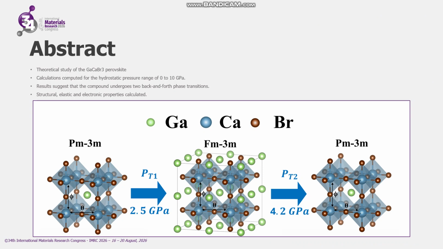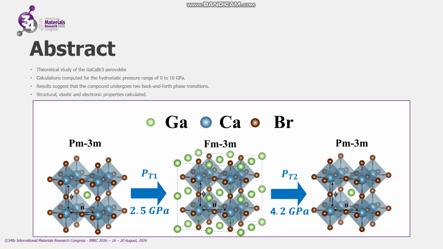Now, a theoretical study of the gallium calcium bromide 3 perovskite was first made by first principles density functional theory using the CASTEP code with the local density approximation using the CA-PZ pseudopotential. The calculations were computed for the hydrostatic pressure range of 0 to 10 gigapascals, and the results of the calculated enthalpy suggest that the compound undergoes two back and forth phase transitions between the Pm3m and Fm3m crystal symmetries.